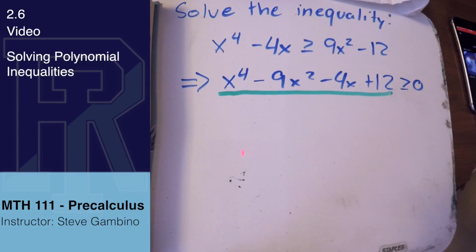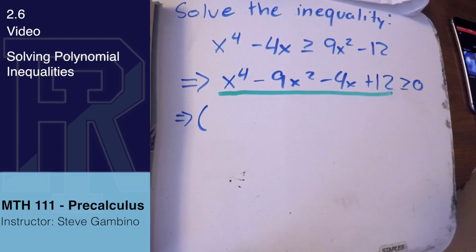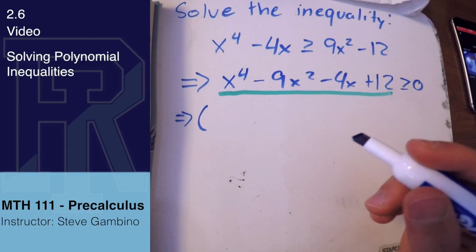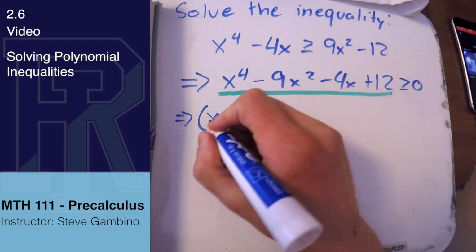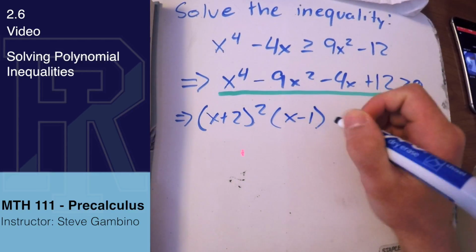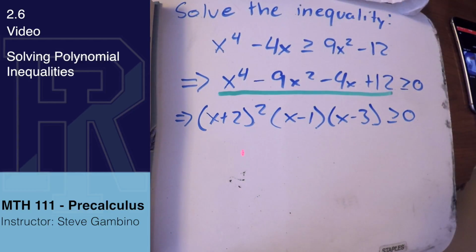So our steps now are going to be to find the roots. When is it equal to 0? Okay, so I've gone ahead and worked that out already, since we've already gone over the process of how to find roots of polynomials, and I don't want this video to be like 25 minutes long. So I'm going to just go ahead and factor that out for us. So this is going to be x plus 2 squared times x minus 1 times x minus 3. And we want to know when that is greater than or equal to 0.